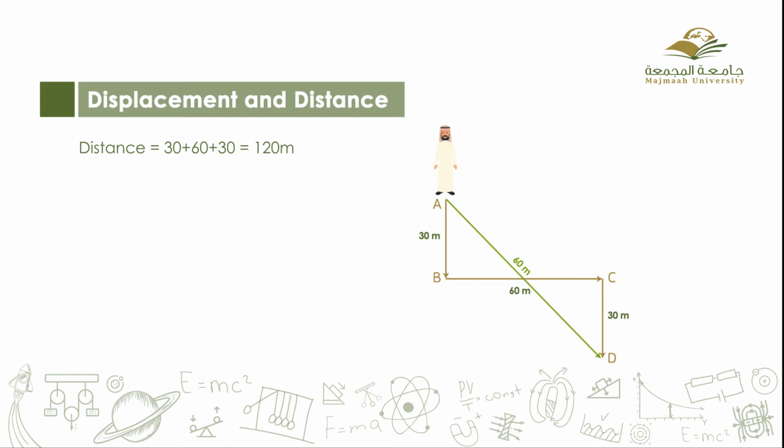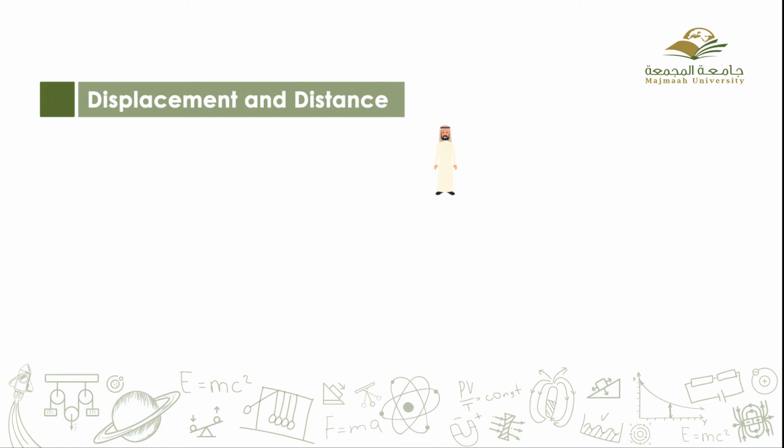But if you want to find displacement, it will be the length from the starting point, the first point A, to the ending point D, in a straight line in one direction, a straight distance in a specific direction, east, west, north, whatever. So the displacement is the change in the position from the starting point till the ending point.